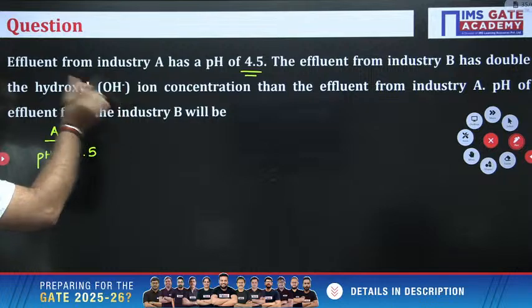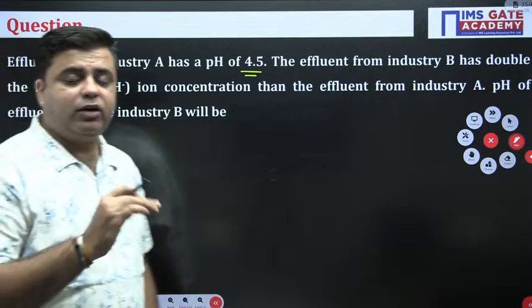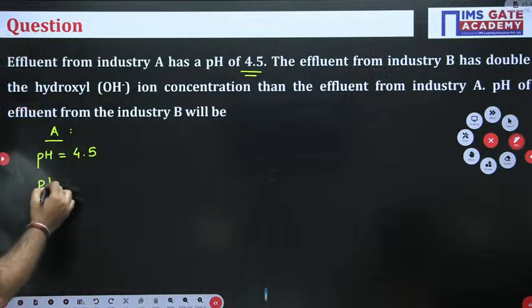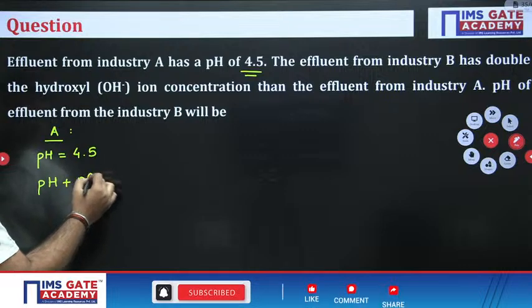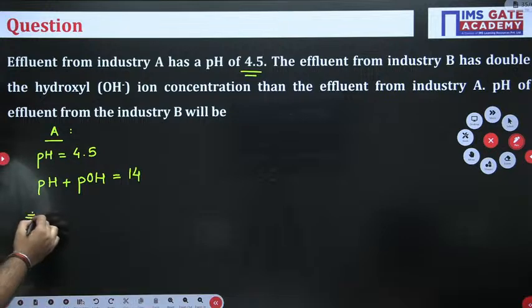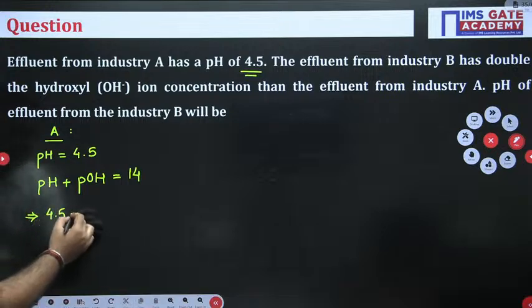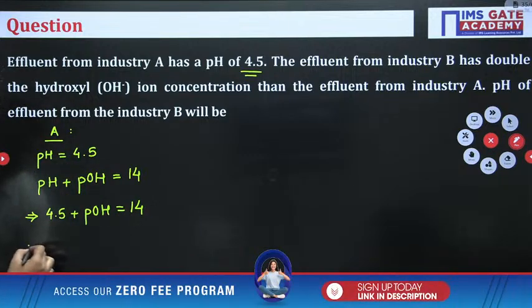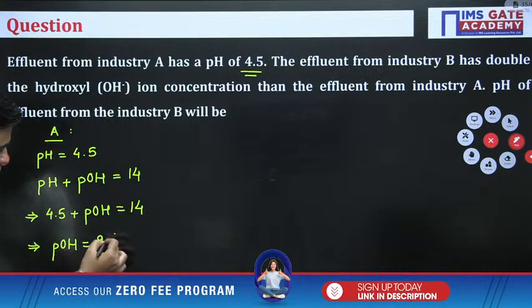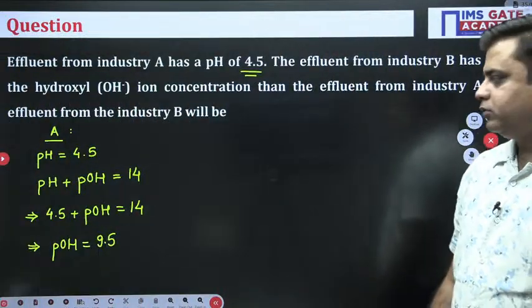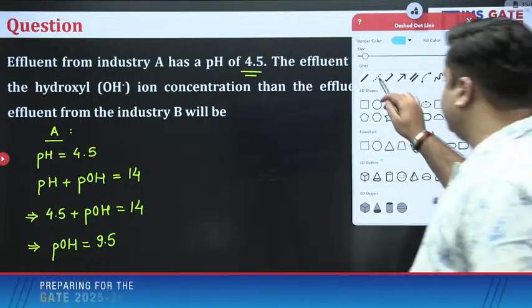Now they are talking about hydroxyl ion concentration. So I can also find out the OH ion concentration. I can use this: pH plus pOH is equal to 14. pH is 4.5. So 4.5 plus pOH is equal to 14. Get me the answer for pOH. So I think pOH will be 9.5. Just check everyone and tell me. pOH will be coming out as 9.5.